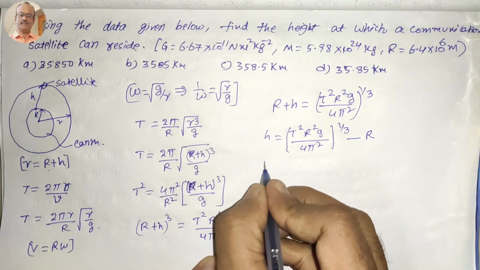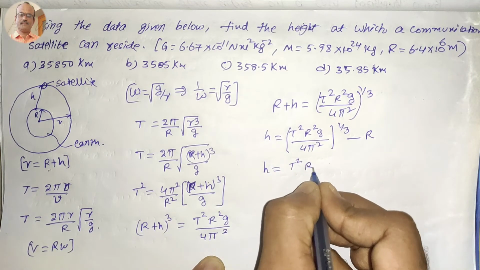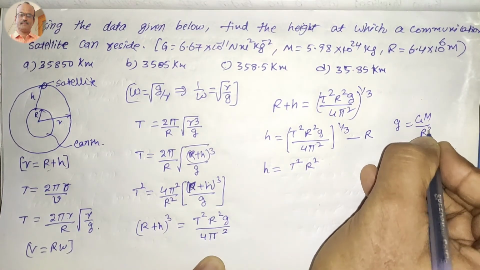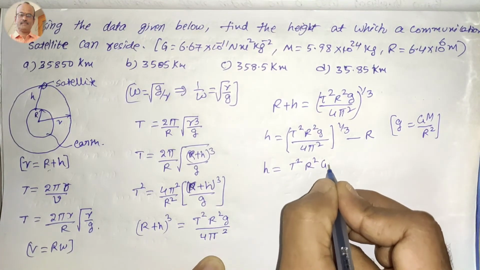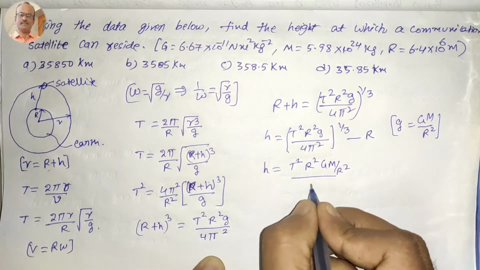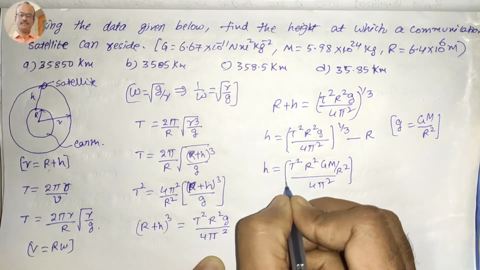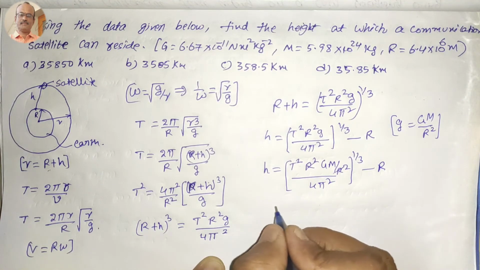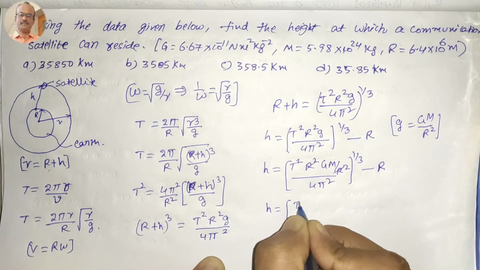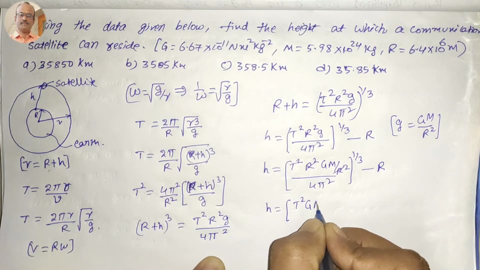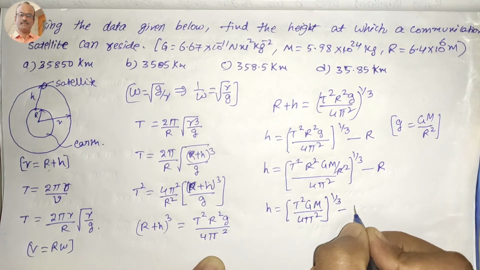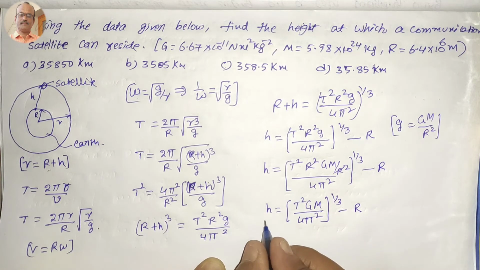So then what happens here? h is equal to T square R square, but actually g is equal to capital G M by R square. Substitute here capital G M by R square divided by 4 pi square, then whole to the power of 1 by 3 minus R. So here R square cancels. h is equal to (T square capital G capital M divided by 4 pi square) whole to the power of 1 by 3 minus R. So here height required.